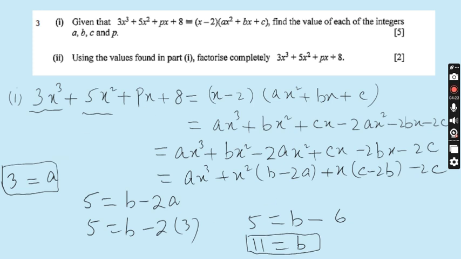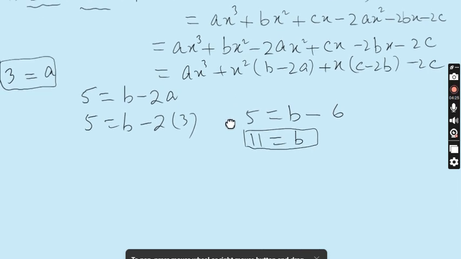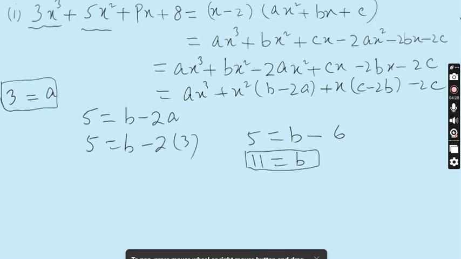Now compare the coefficient of x, that is c minus 2b, and on left hand side the coefficient of x is p. Therefore we will have two unknowns, so we are unable to find it. So first we have to compare the constant. The constant term on left hand side is 8 and the constant term on right hand side is negative 2c. From here c equals 8 upon minus 2, that is minus 4. Now we are able to find the value of p.